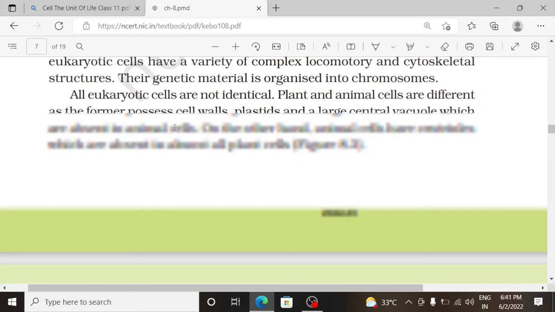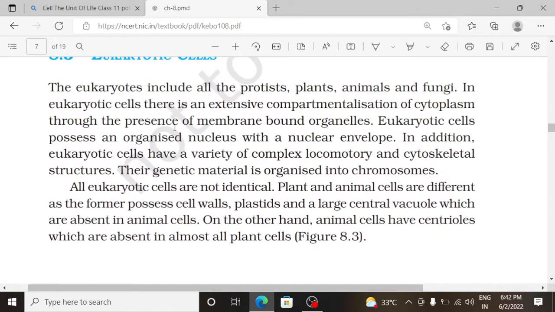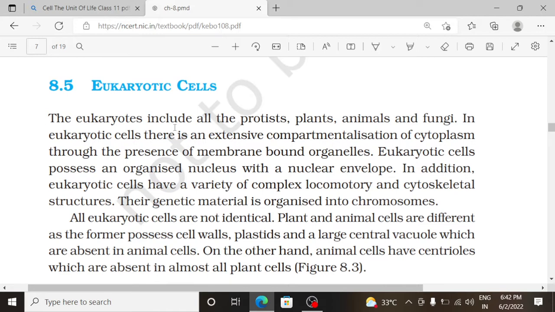Now we are going to read about the eukaryotic cells. The eukaryotes include all the protists, plants, animals and fungi. In eukaryotic cells, there is an extensive compartmentalization of cytoplasm through the presence of membrane-bound organelles. Eukaryotic cells possess an organized nucleus with a nuclear envelope. In addition, eukaryotic cells have a variety of complex locomotory and cytoskeletal structures. Their genetic material is organized into chromosomes.